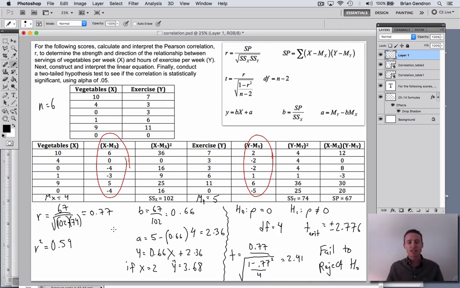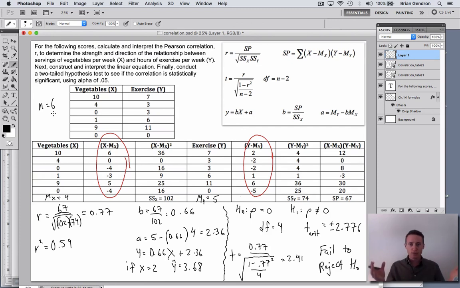Now, I think that's interesting to consider for a moment because we had this sample with a correlation of 0.77 and our effect size told us that it was a very strong correlation. Yet, when we calculated the test statistic, it was not significant. And so the reason for that is probably that we had a really small sample size. With only 6 people, there's just too much error.